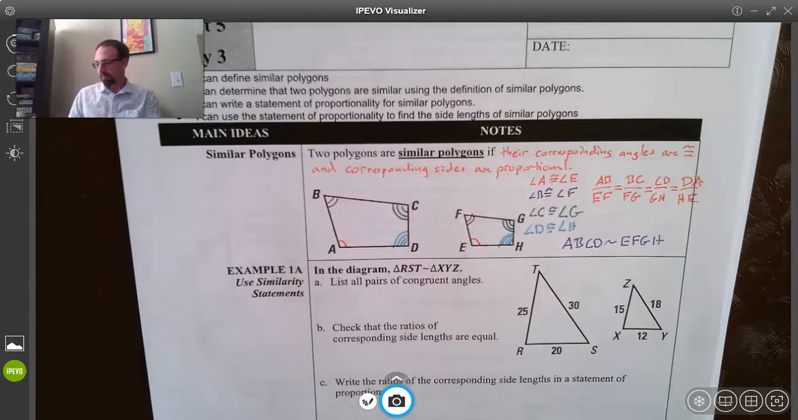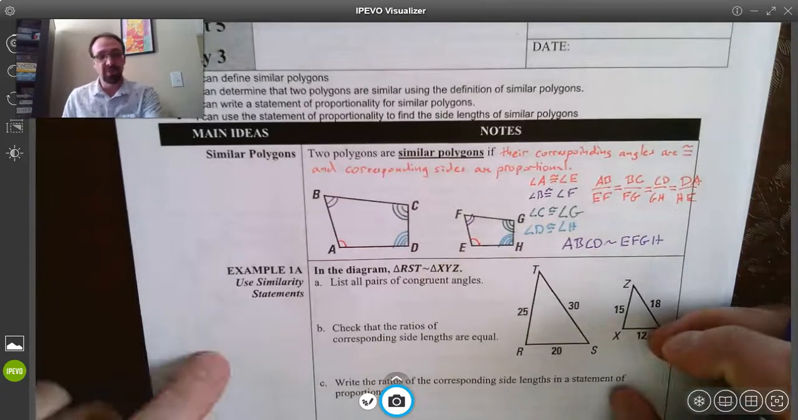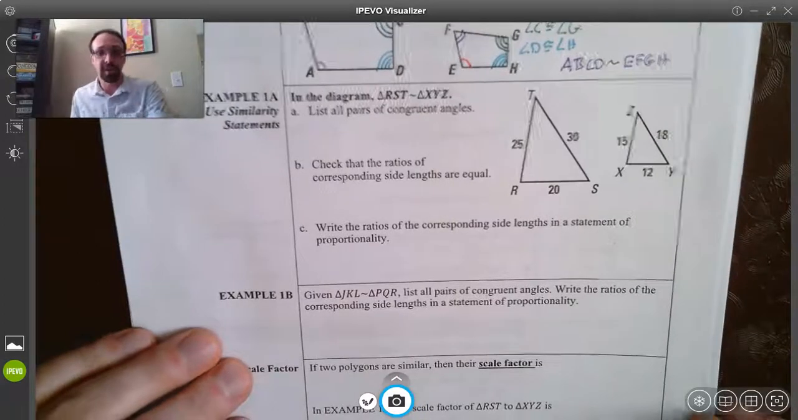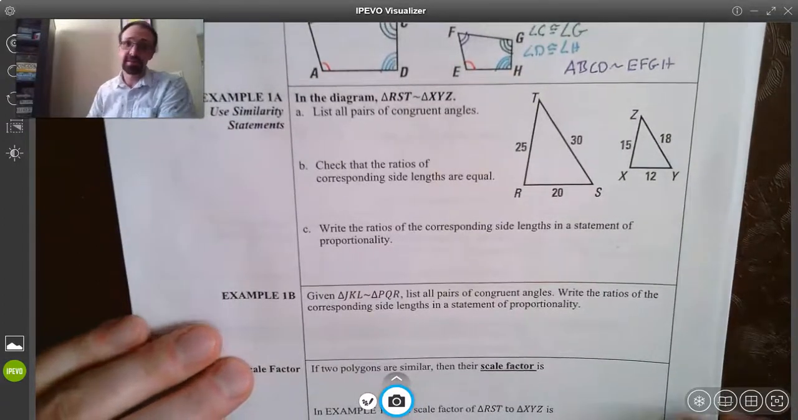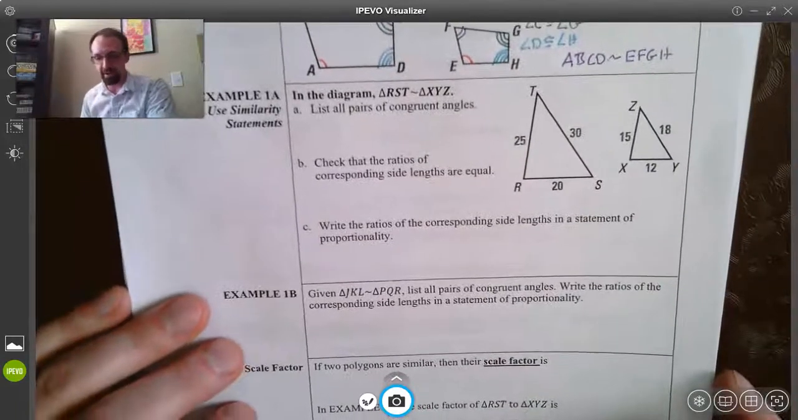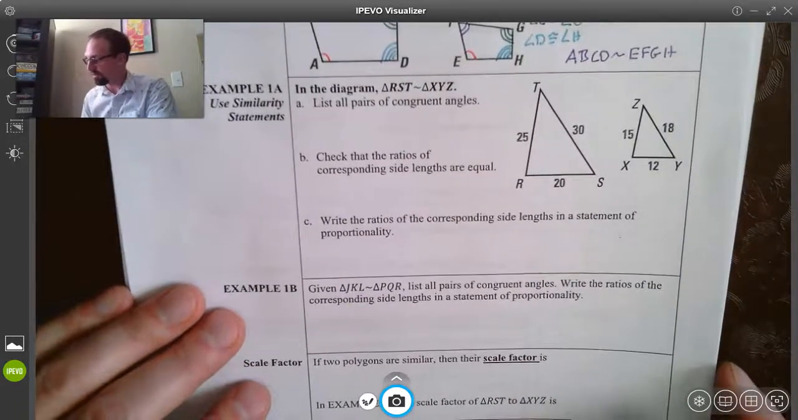So now with the examples, we can jump into listing the pairs of congruent angles, listing all the sides, seeing if they're equal, and if they are equal, then we can write a statement of proportionality.